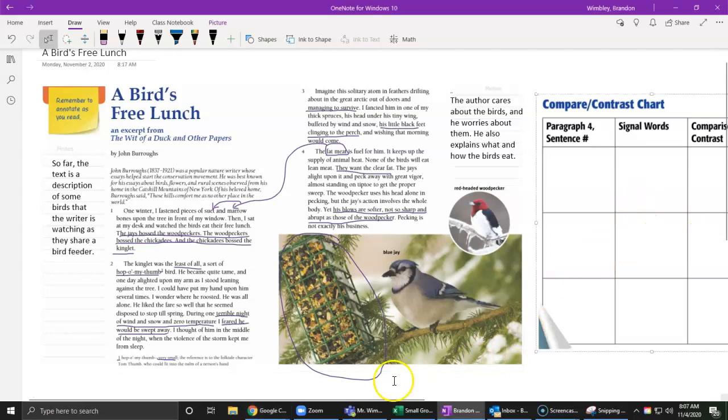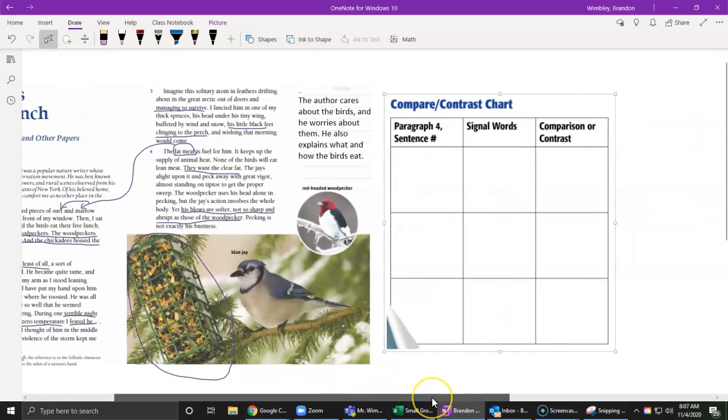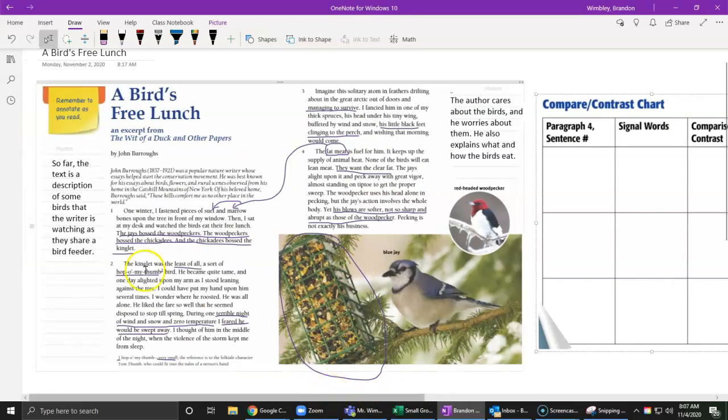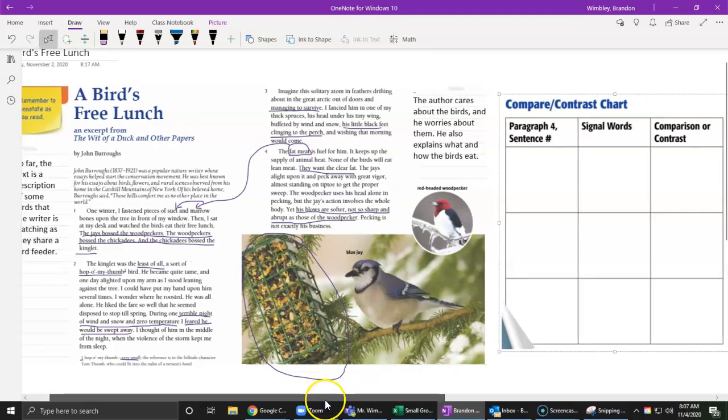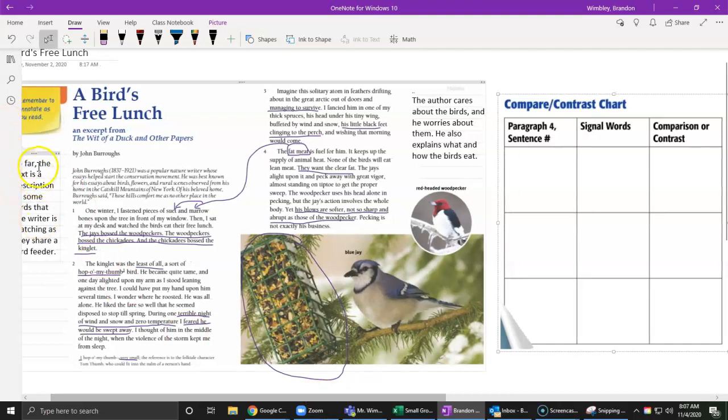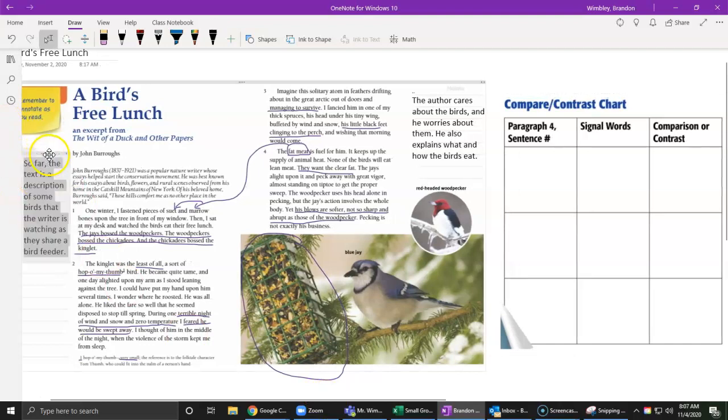So we're going to be filling out this chart over here as we read through and look at A Bird's Free Lunch again. So I'm going to slide it over so we can see all of it. We lost part of our summary over here, so I'm just going to slide it over a little bit for us. I'm going to read paragraph 4 as our example.